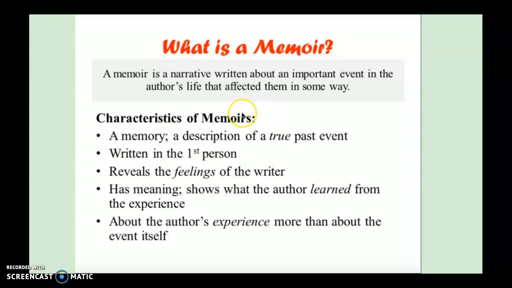A memoir is a narrative written about an important event in an author's life that affected them in some way. On page 12 or 13, somewhere in any of the open space that you have, I would like you to write this information that's in the gray box here. A memoir is a narrative written about an important event in the author's life that affected them in some way. You can pause the video to give you time to write and then start playing it again when you are done.